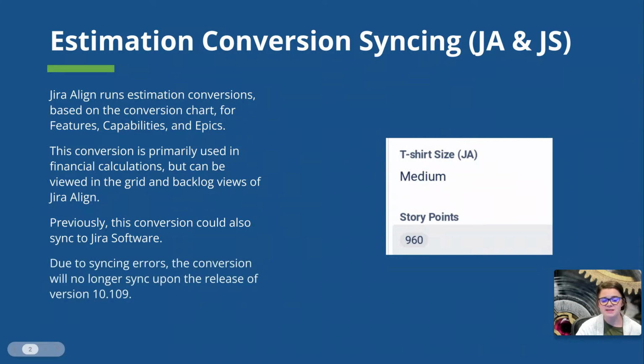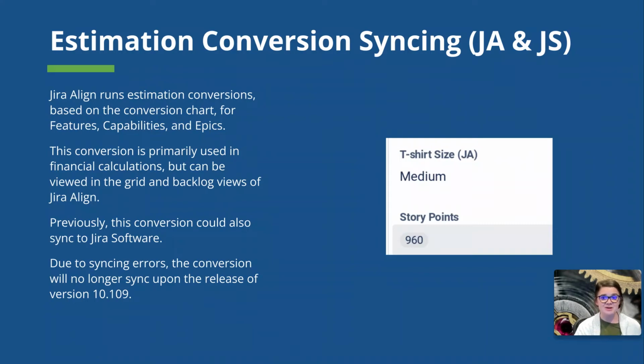If a user updated the story points field in Jira software, that would effectively sync back to Jira Align. If the points update was great enough that it moved the t-shirt size estimation, that size would be updated in Jira Align, but that update would not sync back to Jira software. So ultimately, we would have different values in the t-shirt size field in Jira software and in Jira Align.